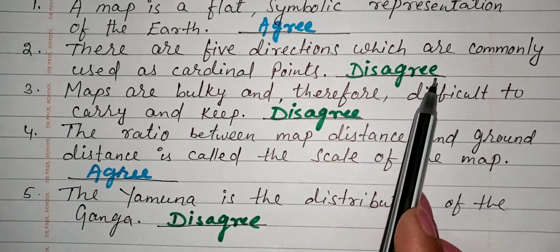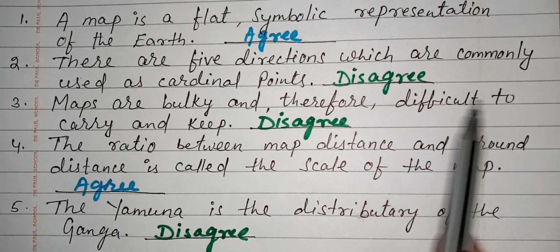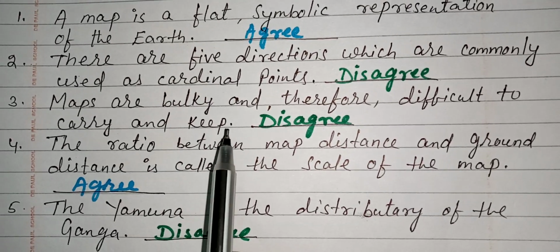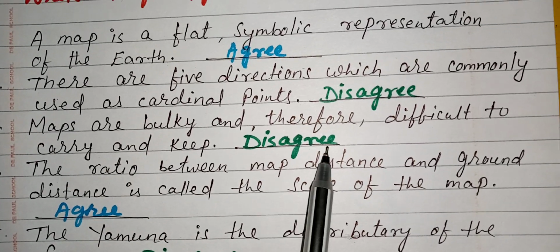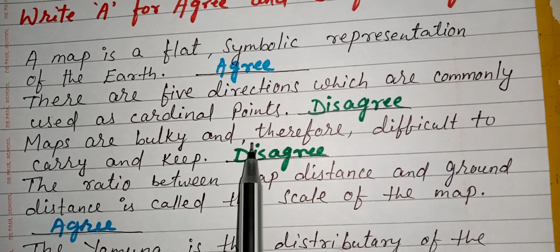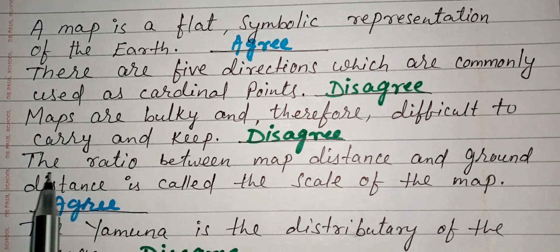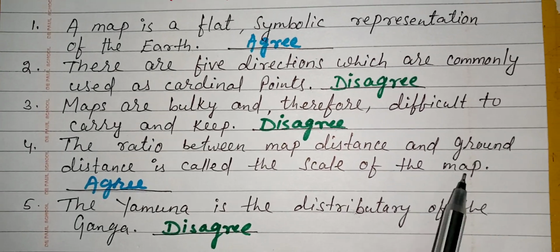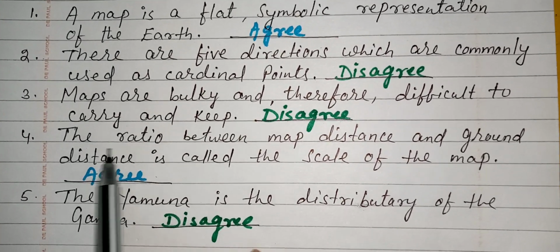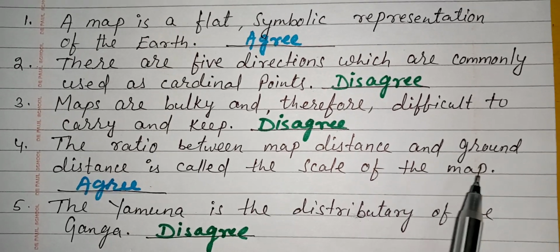Maps are bulky and therefore difficult to carry and keep. Disagree. The ratio between map distance and the ground distance is called the scale of the map. Agree.